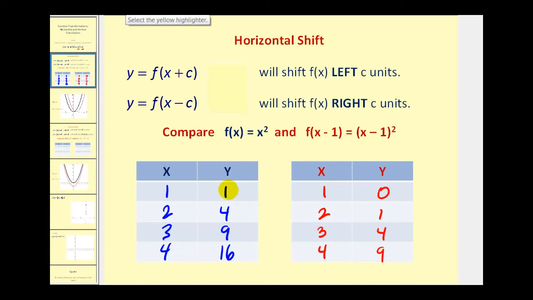So if we compare the y values of 1, 4, and 9, notice that for f of x minus 1, we have to increase x by 1 in order to get the same y value. And when we increase x by 1, we're shifting the function to the right. So when we subtract a number from x, it moves to the right, and when we add a value to x, it shifts to the left.